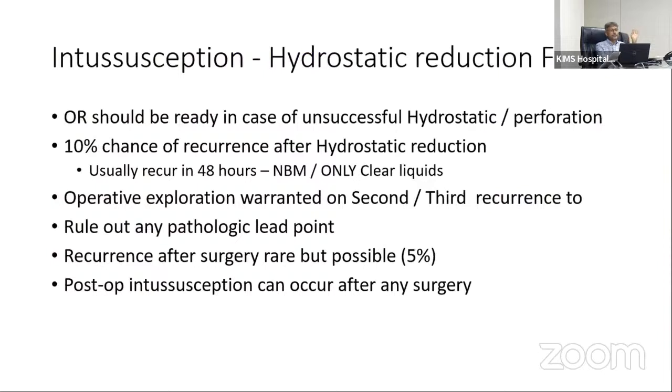One is, again, I'm insisting, the operation theater should be ready. Without screening, don't take the child for hydrostatic reduction, because after the procedure is over, the parents' expectation will be an answer: either yes, it is reduced, or yes, I am going to shift the child to the operation theater, because after that they won't give us much time.